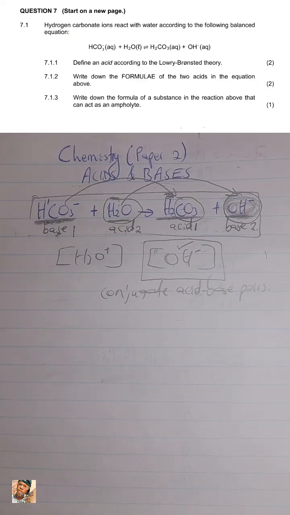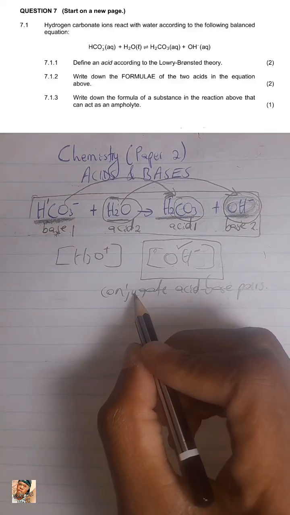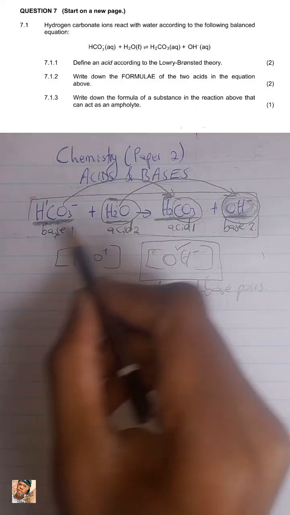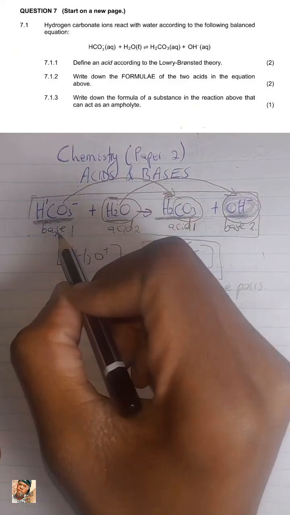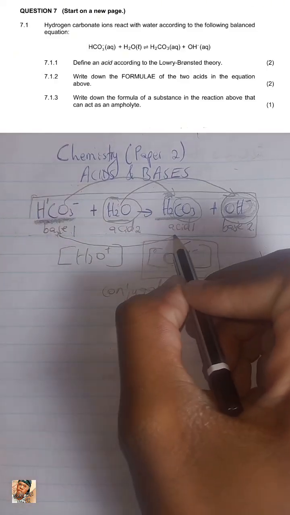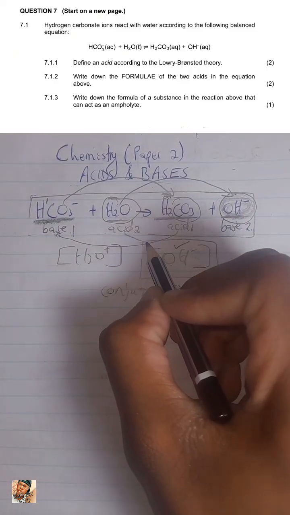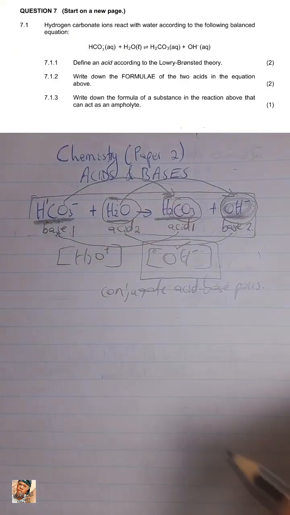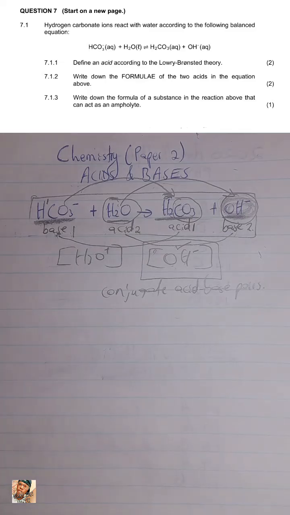Of course, when you are in an examination, you're going to spend less time than I've spent in this video, because here I'm explaining to make sure that you understand thoroughly, because this is one of the most difficult topics according to how the learners view it. So I have to make sure that I explain everything thoroughly. These are the conjugate acid-base pairs that I've identified here. Base 1 matches up with acid 1, and acid 2 matches up with base 2. So we're going to write that formally.